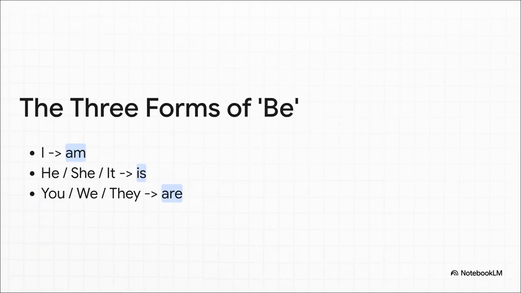So instead of that whole add an S thing, be just has its own 3 special forms, which, let's be honest, you probably already know. I am, he is, and you are. That's it. That's the whole list.